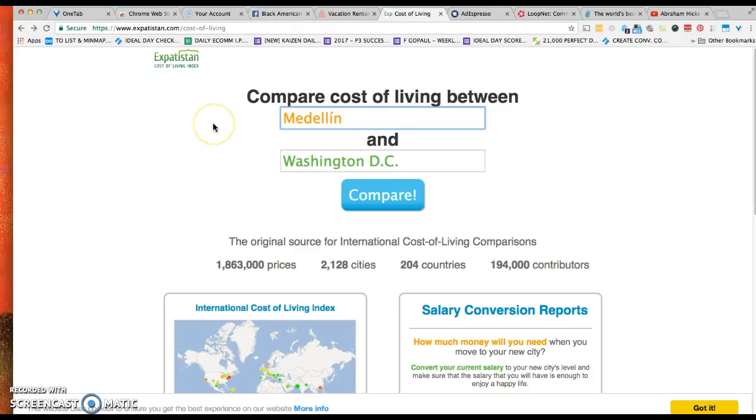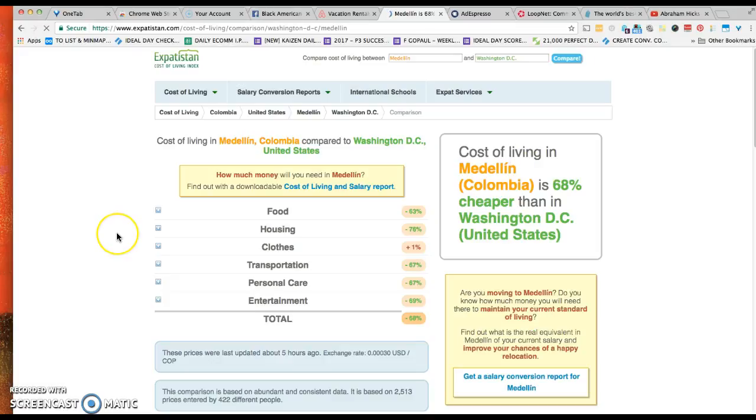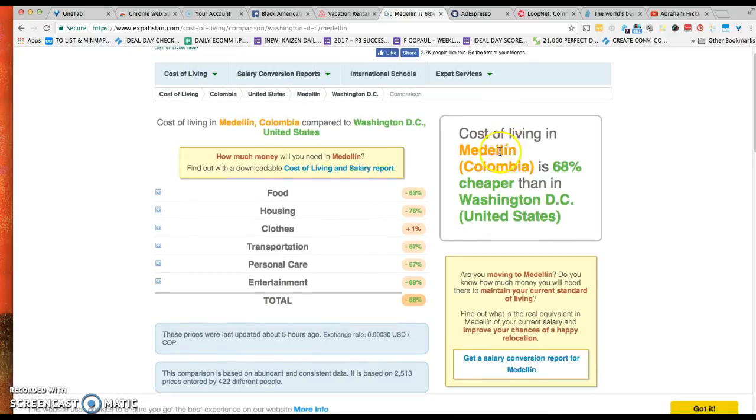So this is a cost of living index tool, and basically what it does is help you figure out the cost of living comparisons between different cities. So let's just say I wanted to see what the difference was between Medellin and Washington D.C., right? And then I'd hit compare. And then what it's going to do is show you a general number. So it says in general, Medellin is 68 percent cheaper than Washington D.C.